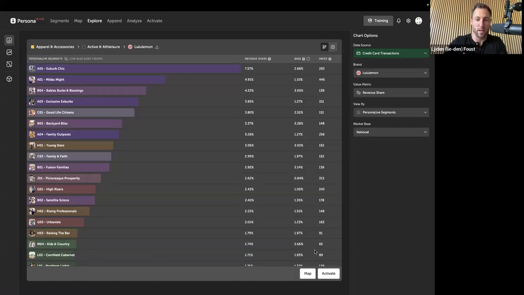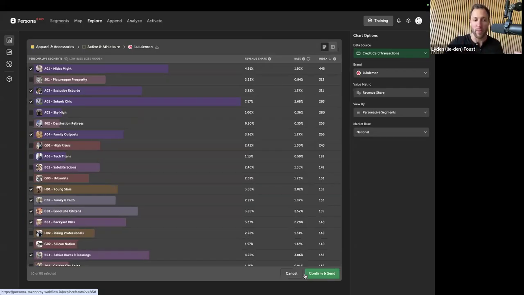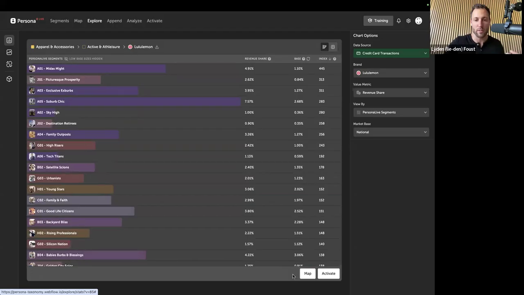You can also do this based on index. If I hit index, now I've sorted it based off of affinity. So now we're looking at revenue share versus the population base. This is our highest income segment. You can also map on that as well if you want.